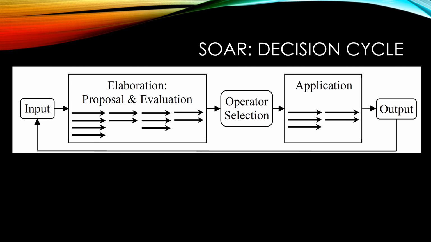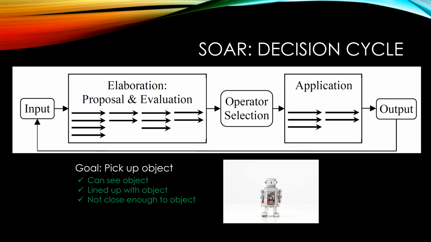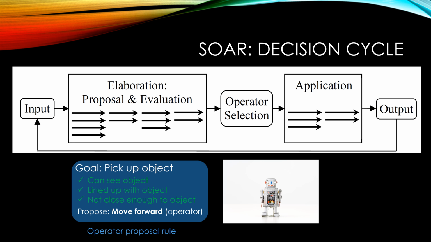Here's an example. Say we have a robot who wants to pick up an object. We have a rule that will check for these conditions. If the goal is to pick up an object, and the robot can see the object, the robot is lined up with the object and not close enough to the object, then we propose the move forward operator. This whole unit here is also called an operator proposal rule. Now, multiple operators will be proposed, so there will also be rules for evaluation and selection of the right operator to apply. And then the cycle repeats.